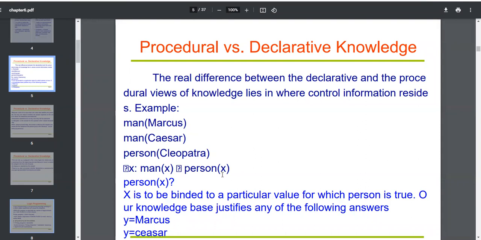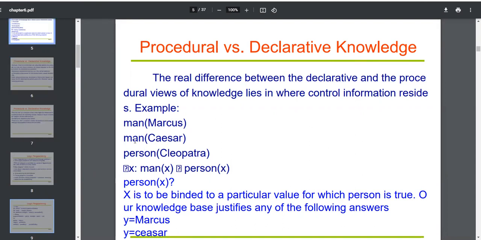Now if you raise a query like person x question mark, then what all values can x have? Imagine instead of x you had y. It will start matching the value of y from the first statement, man y. If the value of y is Marcus, then Marcus will be person also. So y is equal to Marcus. The second value is y is equal to Caesar. And the third value is y is equal to Cleopatra directly, because person Cleopatra is directly available. Okay, fine. So coming to next.